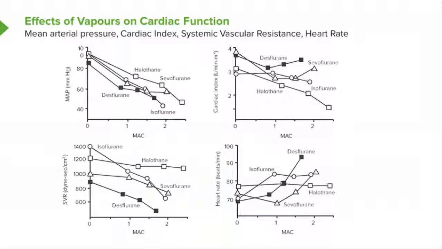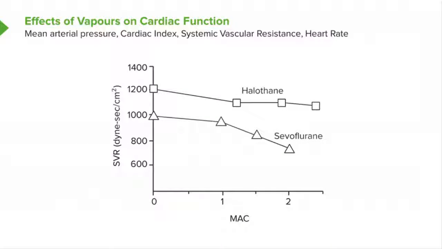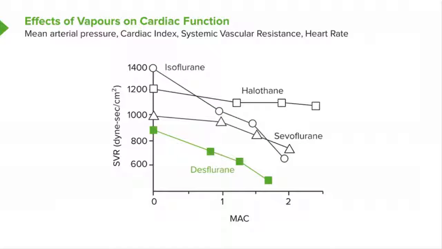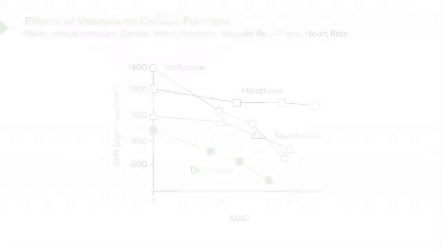On the left lower graph, we're looking at systemic vascular resistance. So this is the resistance against which the heart works when it contracts. And you can see that isoflurane causes quite a profound drop in peripheral resistance, as does desflurane. This can be a good thing in the presence of poor cardiac output because it improves the ability of the heart to eject blood against a lower resistance. However, it may result in hypotension and decreased blood flow to organs.